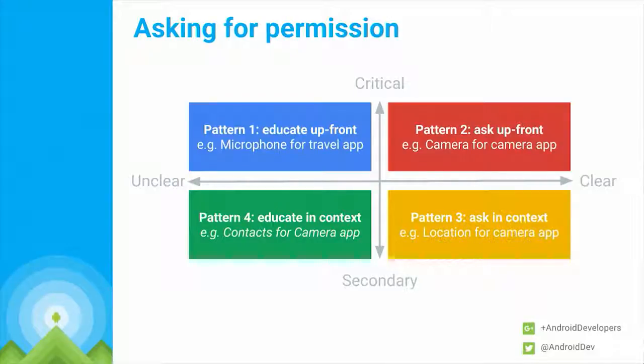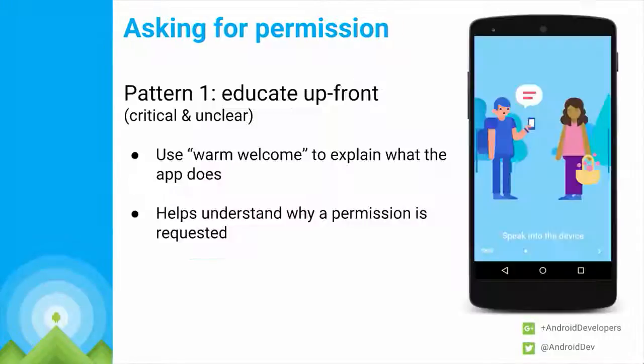Also, it's about context. The other dimension of this matrix is the context. Is it clear to the user what you need the permission for, or is it not clear? Based on that, I'll cover all the cases and what the UX recommendation is in each of these cases. So case 1.